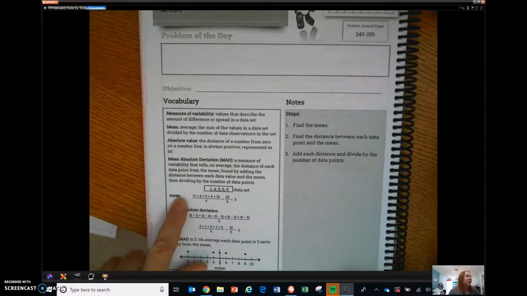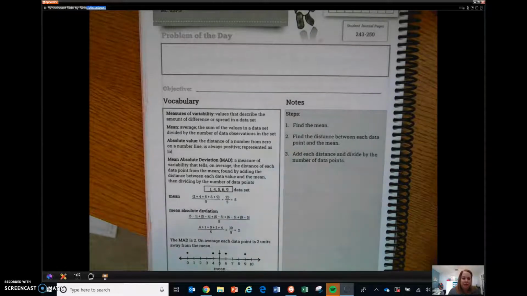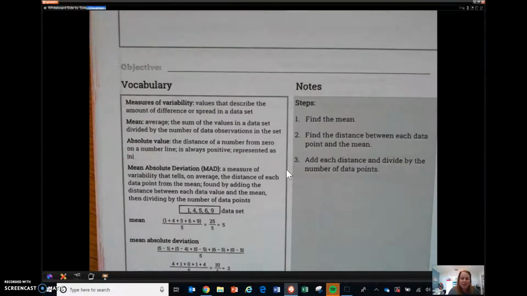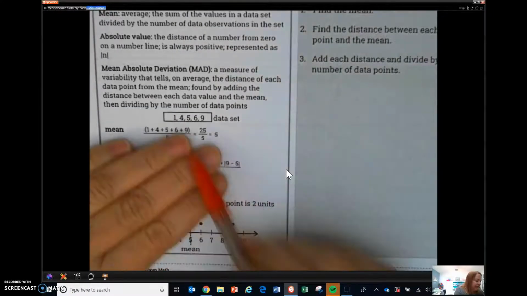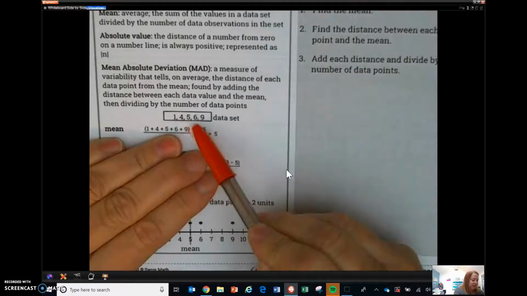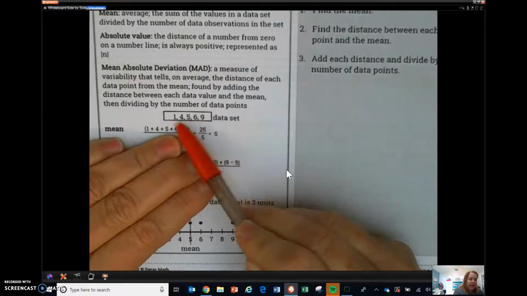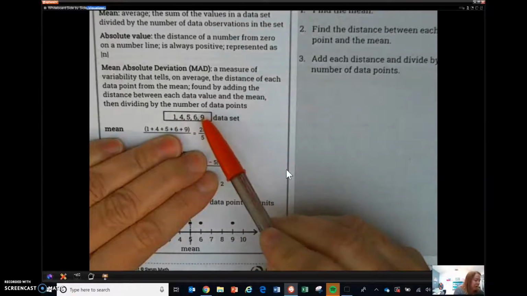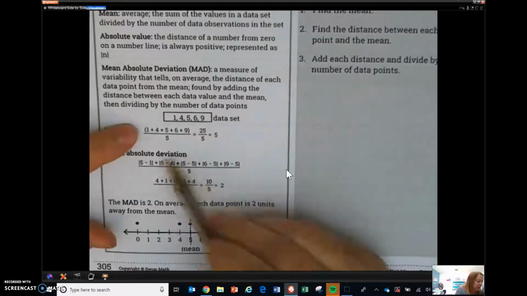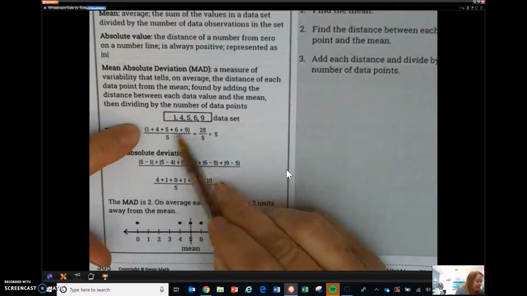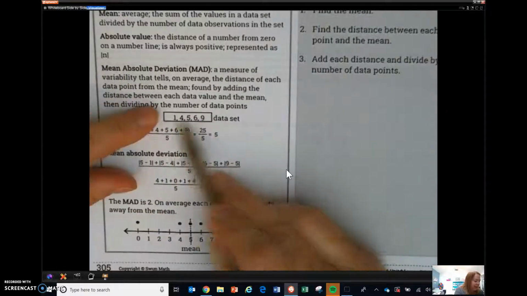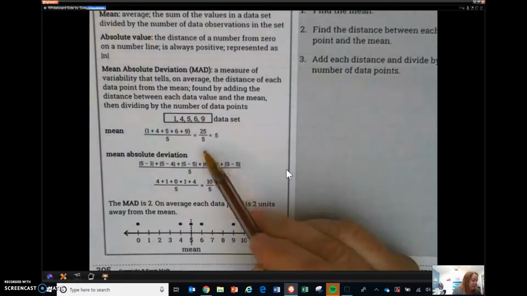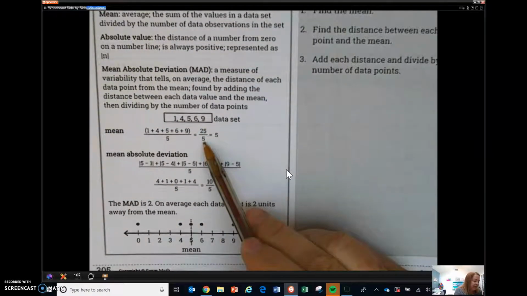Here's how we calculate mean. Let me see if I can zoom in on this a little bit. All we're doing is adding 1 plus 4 plus 5 plus 6 plus 9. Whatever that is, we're going to divide by how many numbers there are: 1, 2, 3, 4, 5. So that's what they did: 1 plus 4 plus 5 plus 6 plus 9 divided by 5. If you add all that up, there's 25. You divide by the number of numbers, which is 5, and you get 5. 25 divided by 5 equals 5.